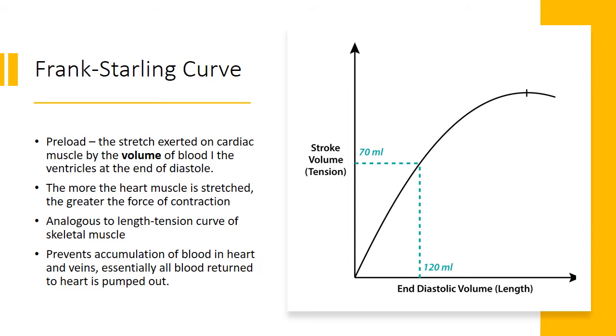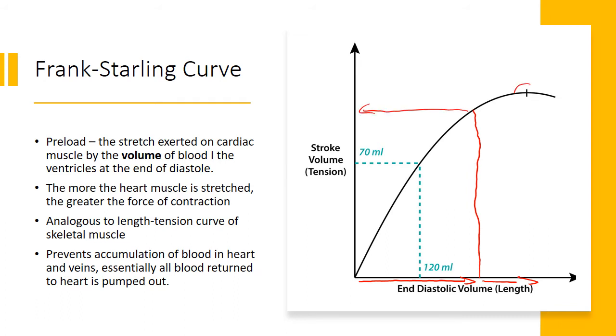So as we increase end diastolic volume, so we have a greater amount of blood in the ventricles at the end of diastole, we can then, so actually if I draw this on here, so we're going along this x-axis here, this is leading to a greater amount of blood in the ventricle during diastole, and so if we get to this point here, we have a larger amount of blood here, therefore we have a larger stroke volume.